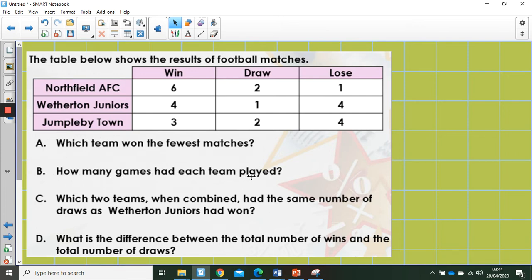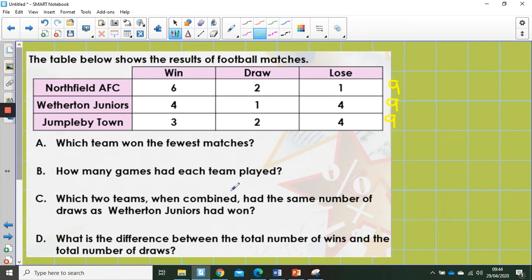How many games had each team played? How many games had each team played is an altogether question, so an adding question. So let's have a look. Northfield played 6 and 2 and 1, giving a total of 9 altogether. Weatherton Juniors won 4, drew 1 and lost 4. They also played 9. And Jumbleby Town 3 and 2 and 4, also 9. So each team played 9 games.